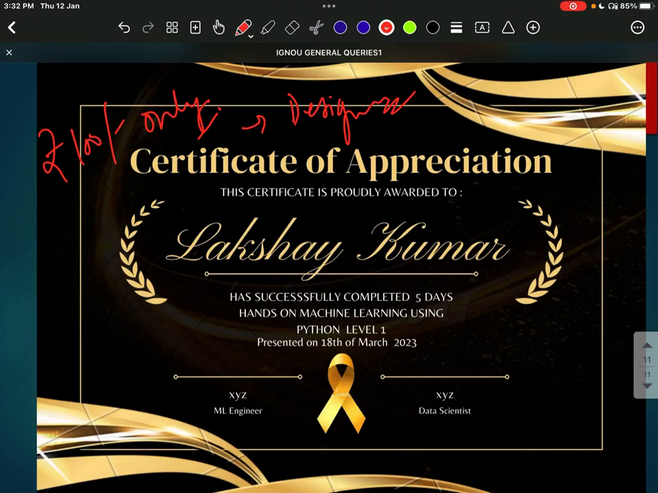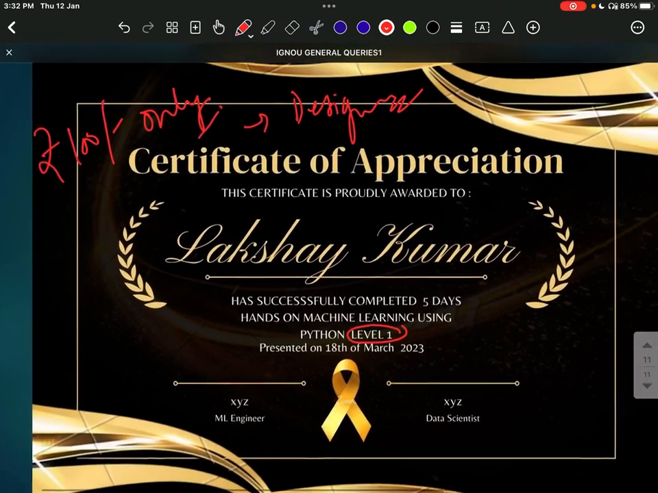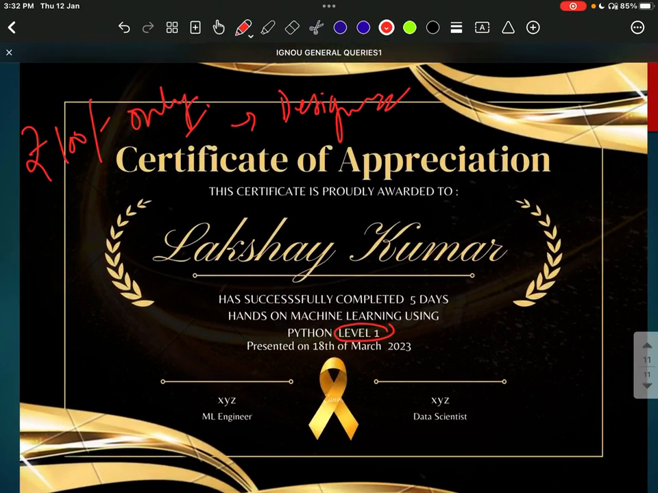And another point that I would like to tell you, this is just the level 1. जिसने ये complete करा है, ये level 1 है. So this is the certificate of appreciation, and this certificate is proudly awarded to whosoever is the person who has successfully completed the 5 days hands-on machine learning training using Python level 1, and this would be presented in the month of March, and this would be signed by an ML engineer and a data scientist. But this is level 1.